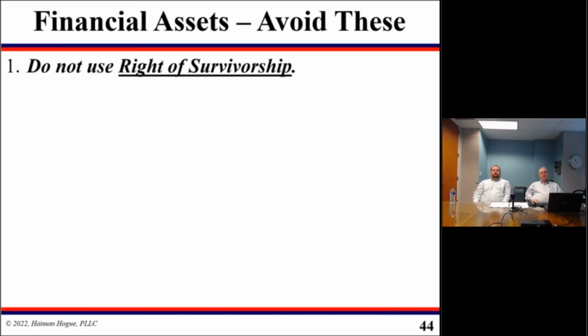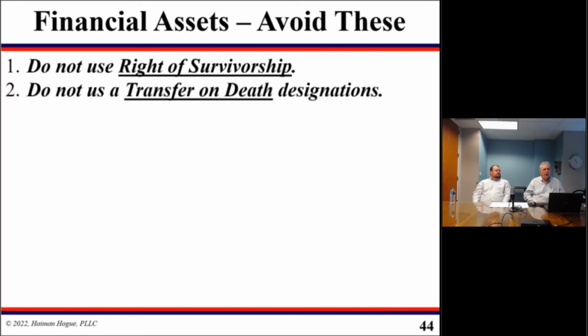Hopefully we've already shown you what a disaster that is. Unfortunately, a lot of institutions will tell you, oh, just use right of survivorship. Well, I'm going to show you why. But the other thing you don't want to use is transfer on death designations. Now, sometimes institutions will tell you, oh, that's just as good as a trust. No, it isn't. Why not?